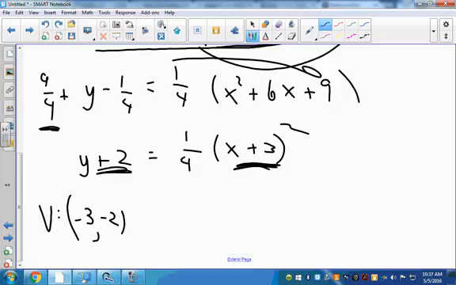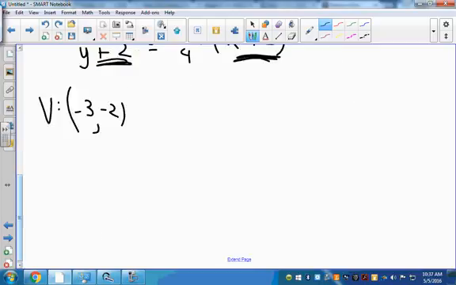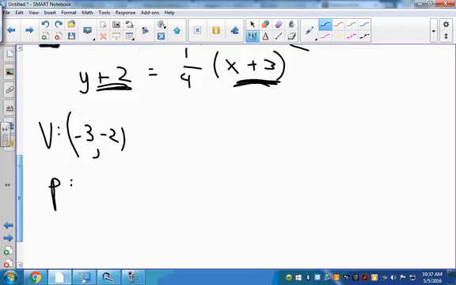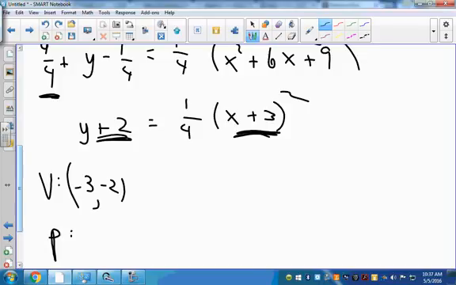HK, alphabetical order. Focal distance. What's the p number? Focal distance. 1. Remember, this is 1 over 4p. P has got to be 1.